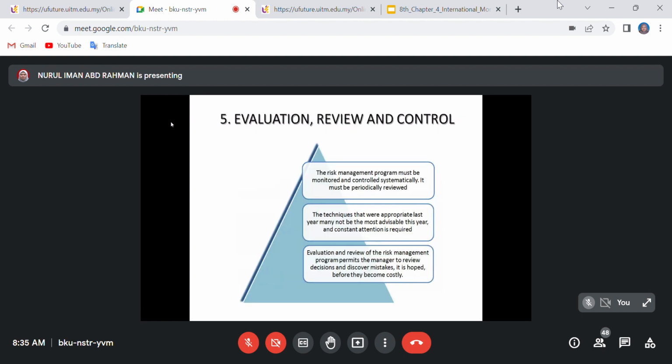So the last one, you must evaluate, review, and control. After you already implement the program, you need to evaluate, review, and control. Why? Because sometimes throughout time the risk changes. Okay. Contoh in 1990, we don't have a risk of cyber security. Now kita dah banyak risk pasal cyber security lah, because we already use IT meluas. Okay. So kalau kita still dekat takut lama, it will not be relevant for the new risk.